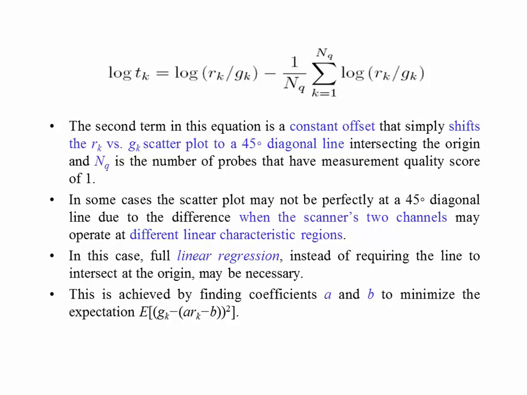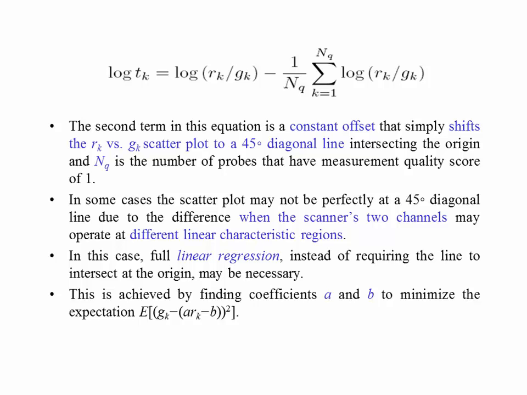In some cases, the scatter plot may not be perfectly at a 45-degree diagonal line due to the difference between the scanner's two channels. The scanner's two channels may operate at different linear characteristic regions, because there might be nonlinearities, so they might be operating at different regions of the operating curve. So you might get some more errors.